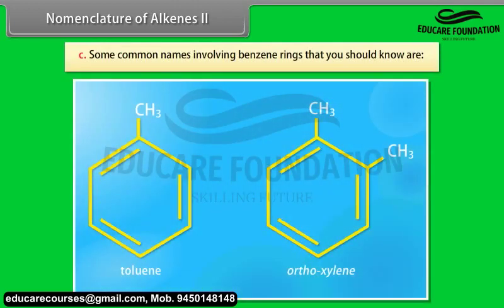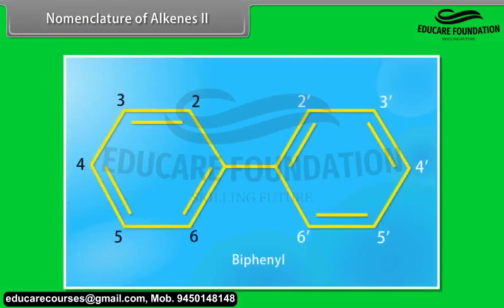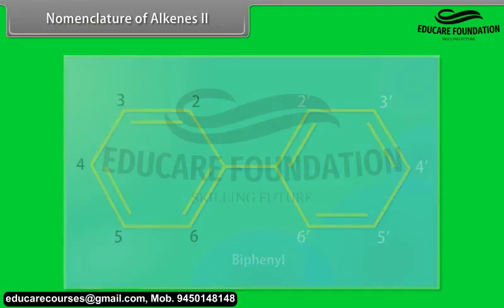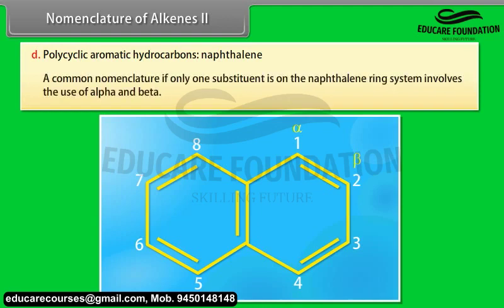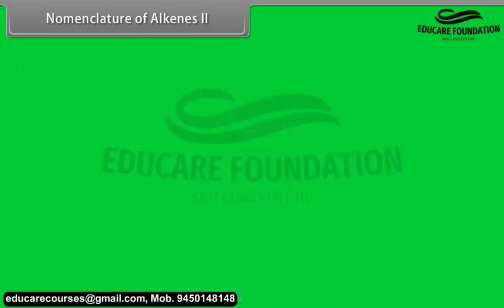Some common names involving benzene rings that you should know are toluene and ortho-xylene. Biphenyl. Notice the numbering convention for this compound. D. Polycyclic aromatic hydrocarbons that you should know are naphthalene. A common nomenclature if only one substituent is on the naphthalene ring system involves the use of alpha and beta.